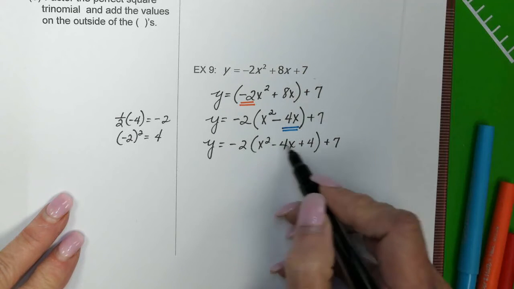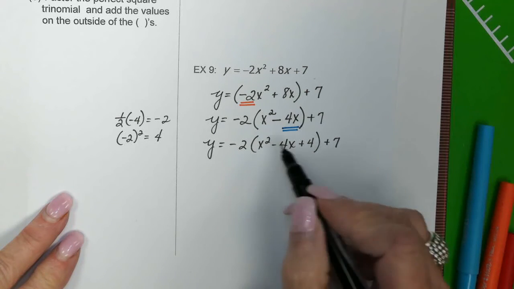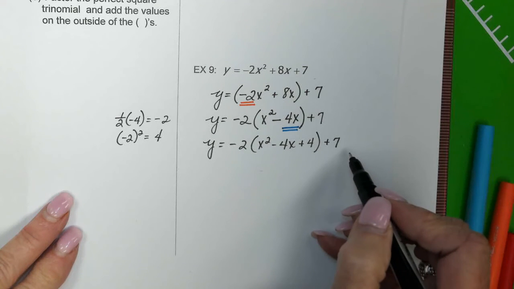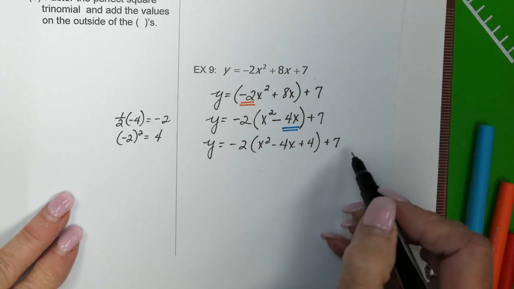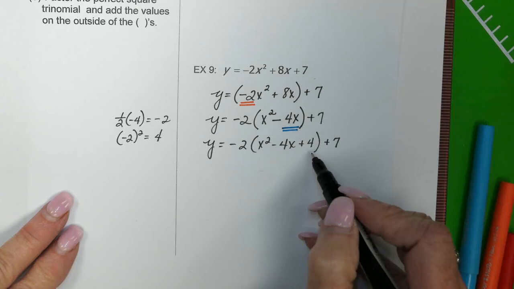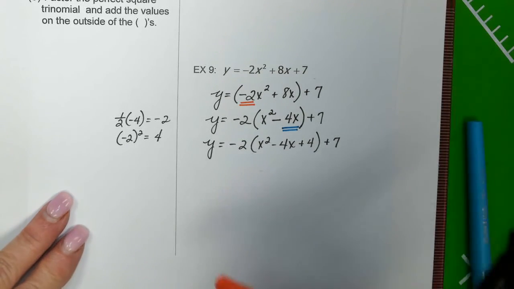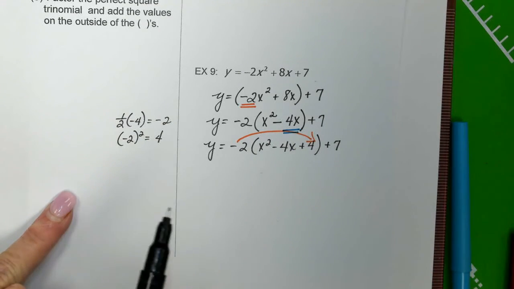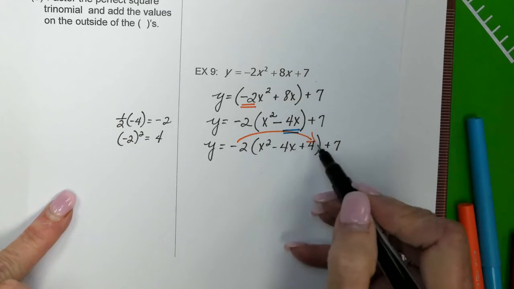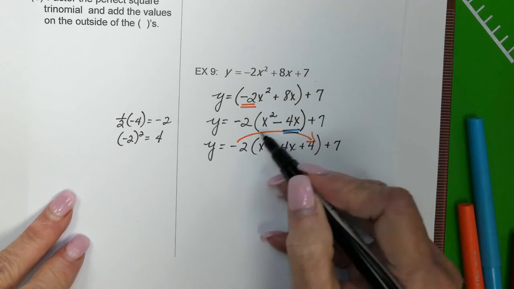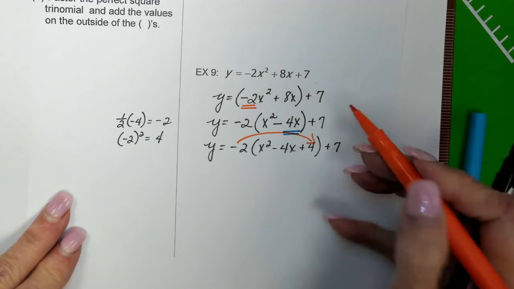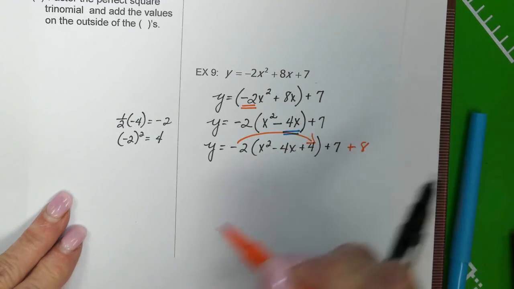But I knocked this side out of balance, didn't I? I changed the value. What do I need to do to rebalance it? And it's not minus 4. I didn't just add 4. It's negative 2 times 4. See, I didn't add 4. I actually subtracted 8. So I have to do the opposite of that on the outside to rebalance.